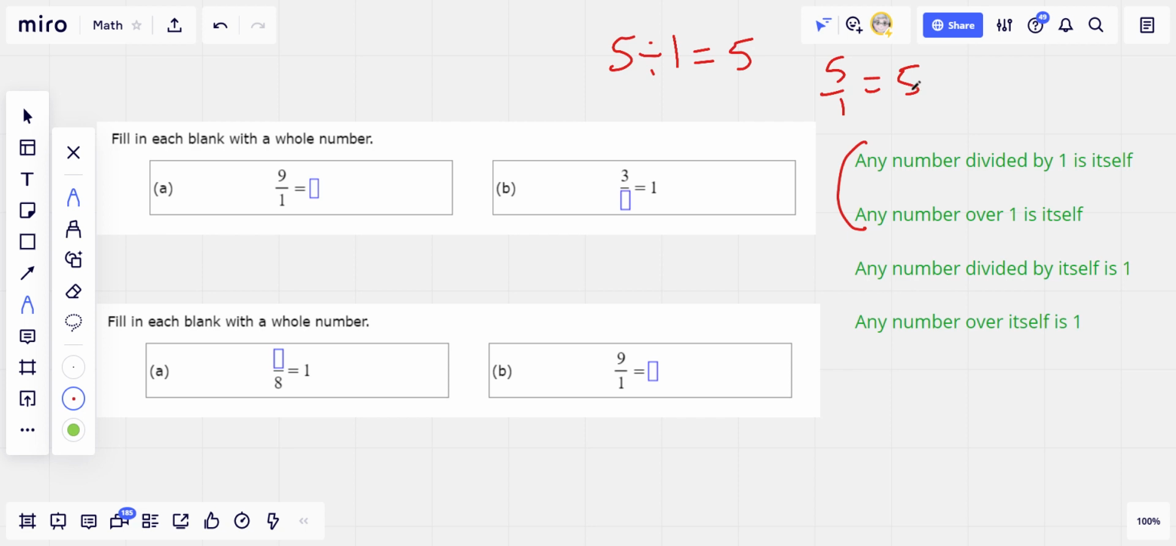And you can kind of use this rule backwards too. You can always convert 5 into a fraction. 5 equals 5 over 1. And sometimes that'll come in handy.